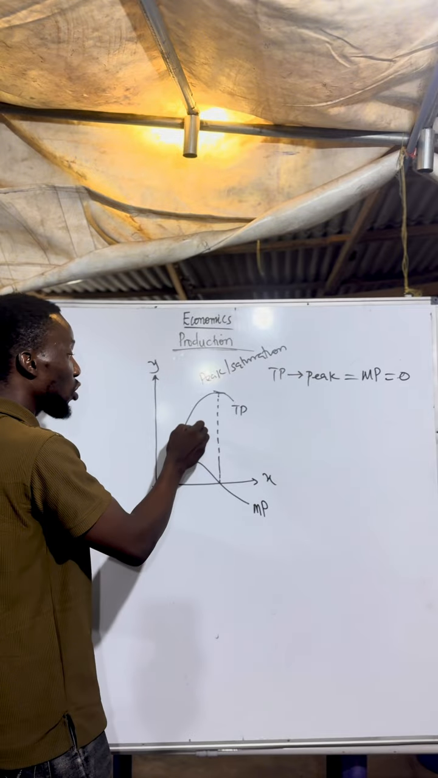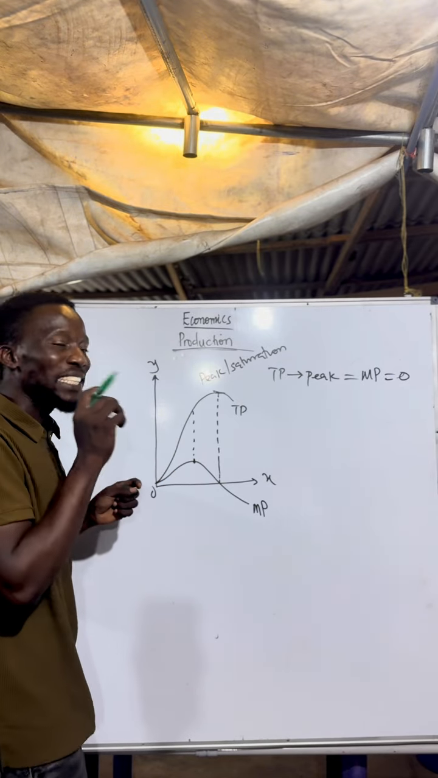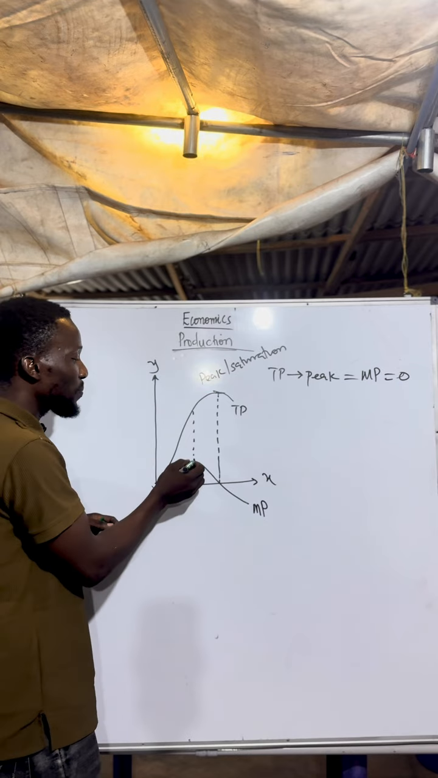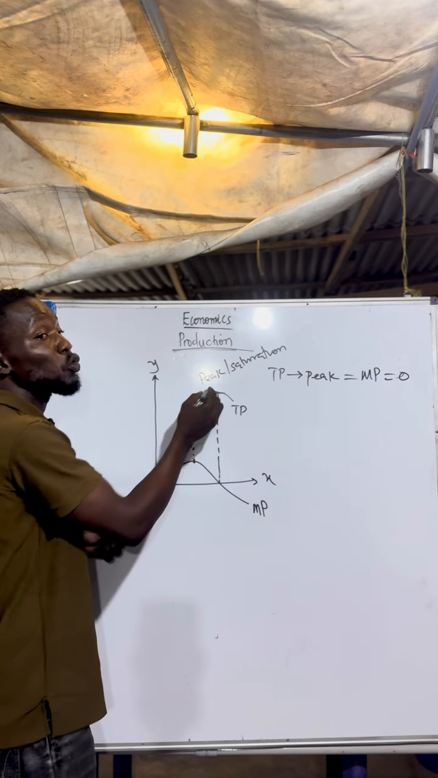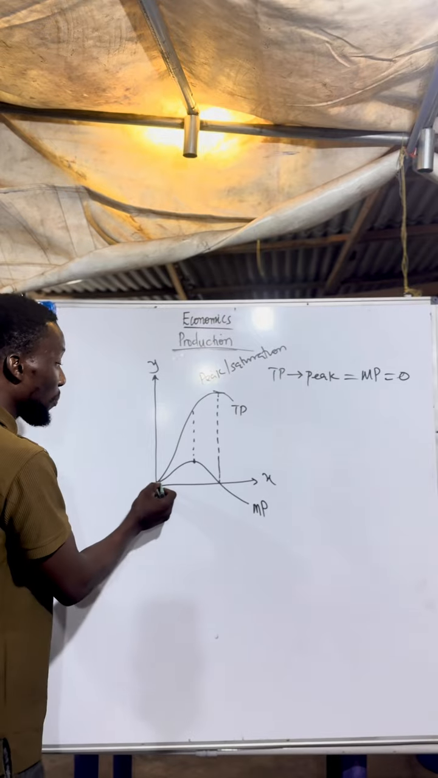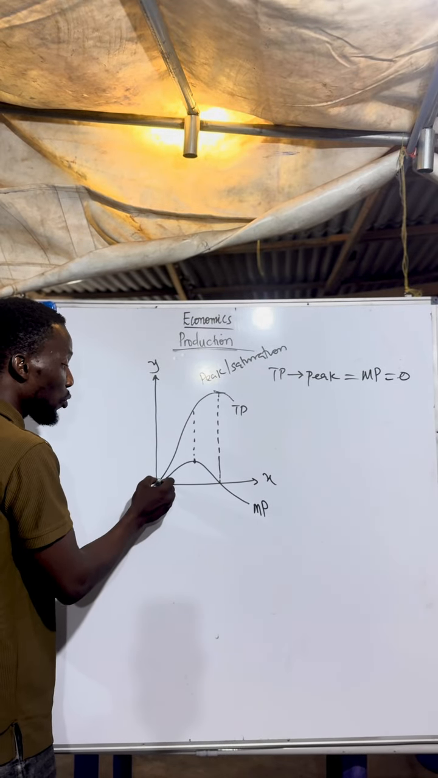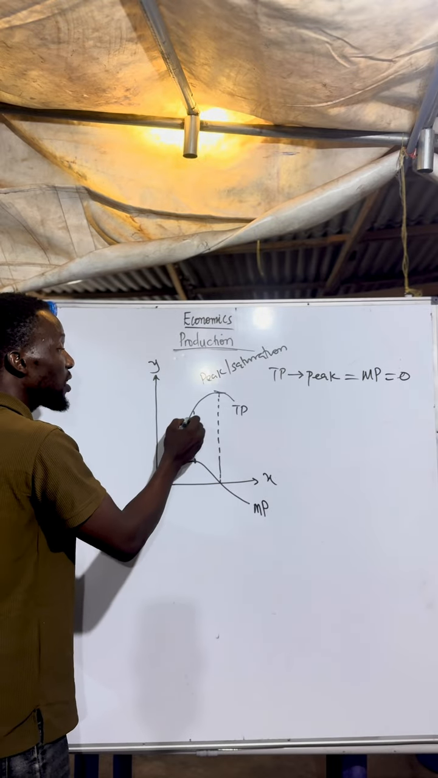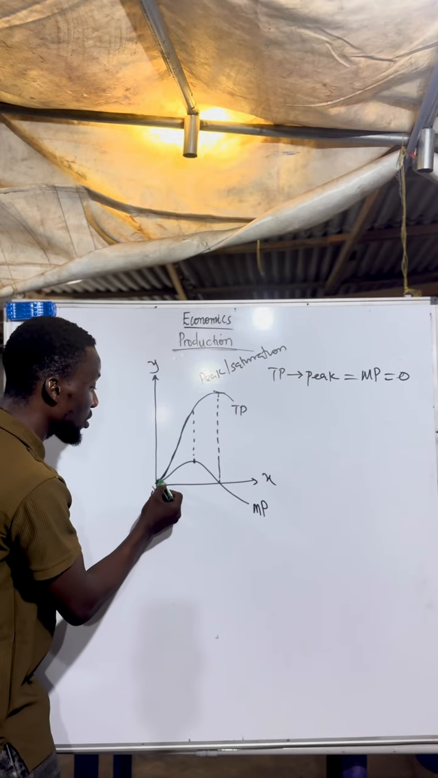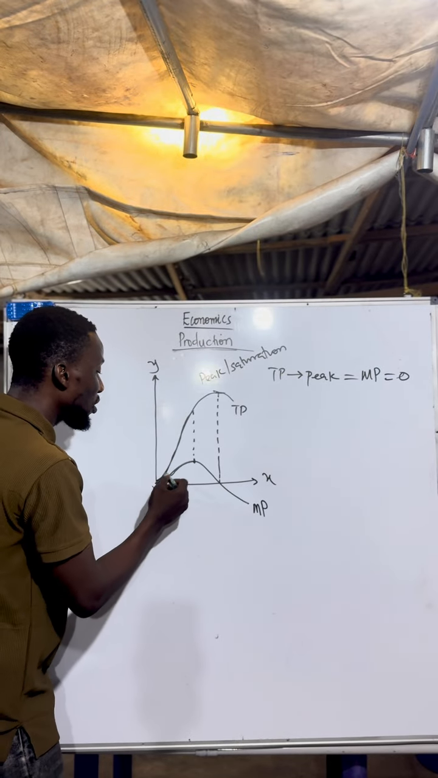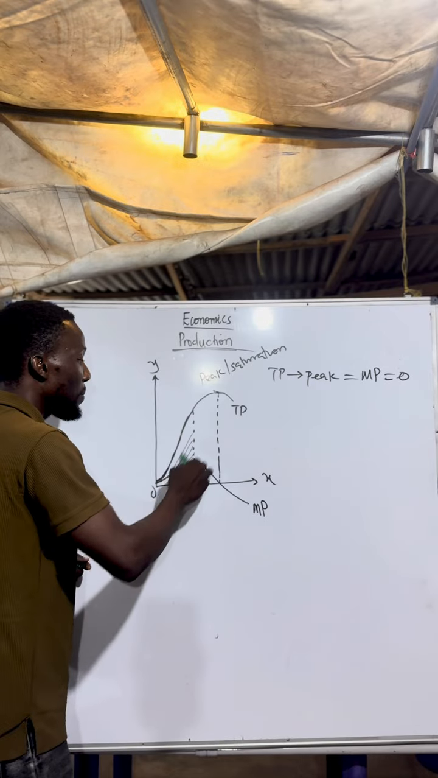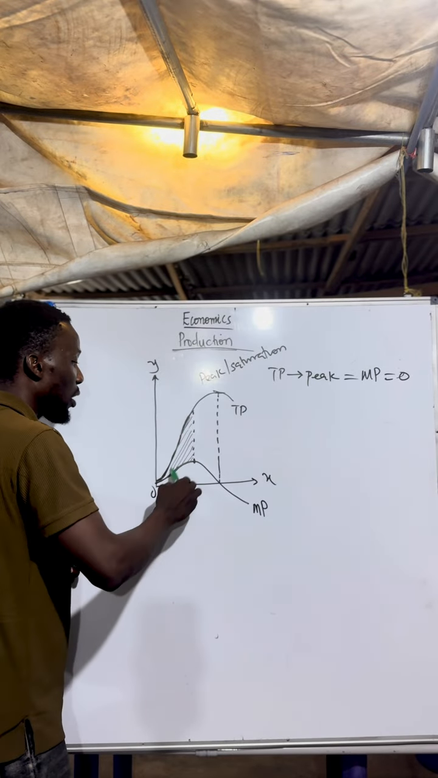And you should also understand this point here. If you trace it up here, you discover that at this point, marginal product is at its highest. The moment marginal product hits its highest, total product will still be going up, but it will be going up at a decreasing rate. But when marginal product is rising like this, you see total product is increasing at an increasing rate. And I'll identify that by shading the region for you to understand what I'm trying to say.